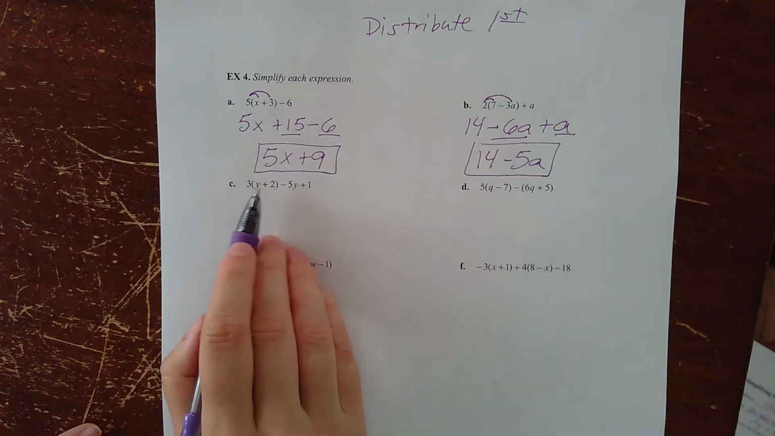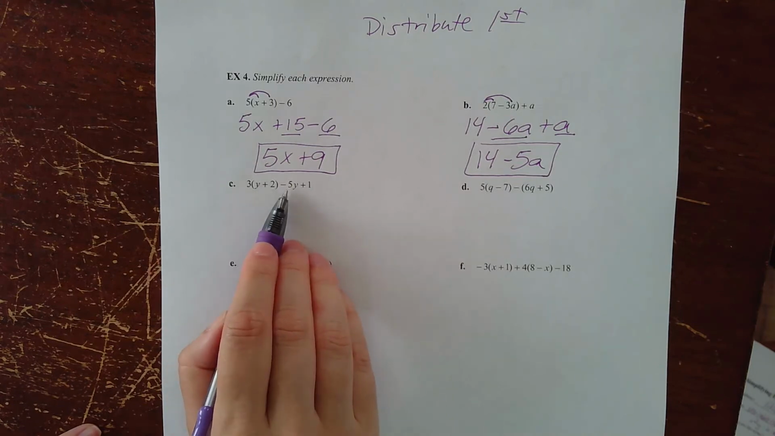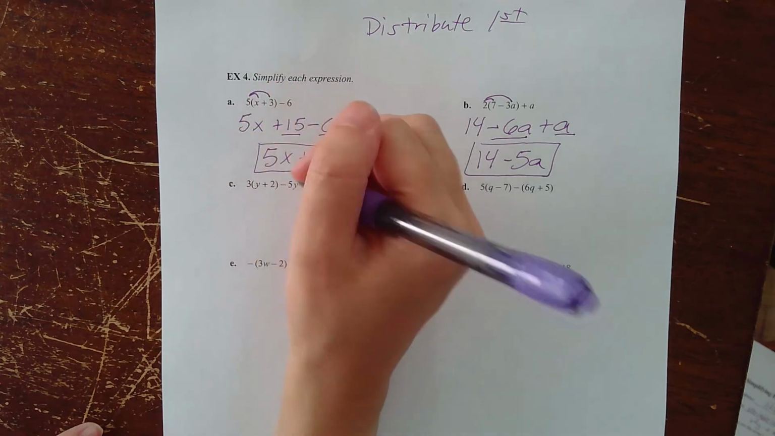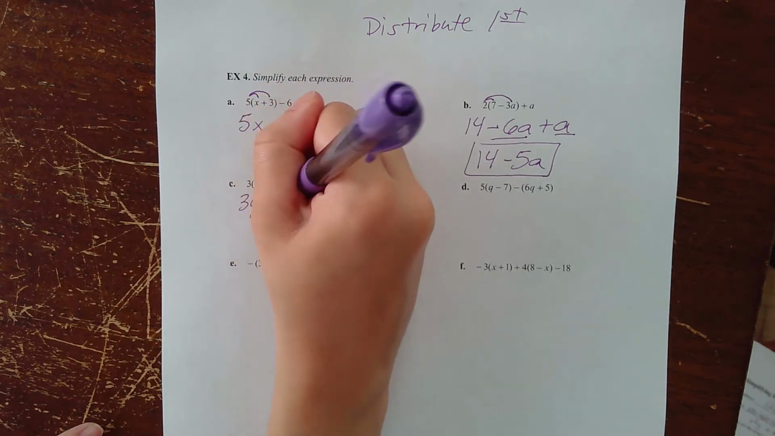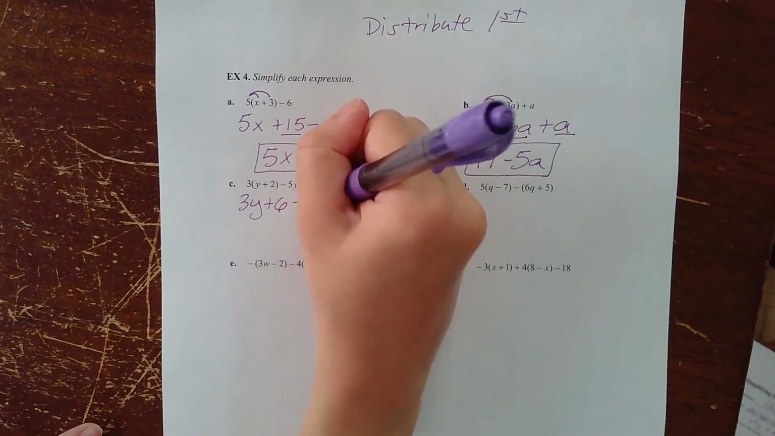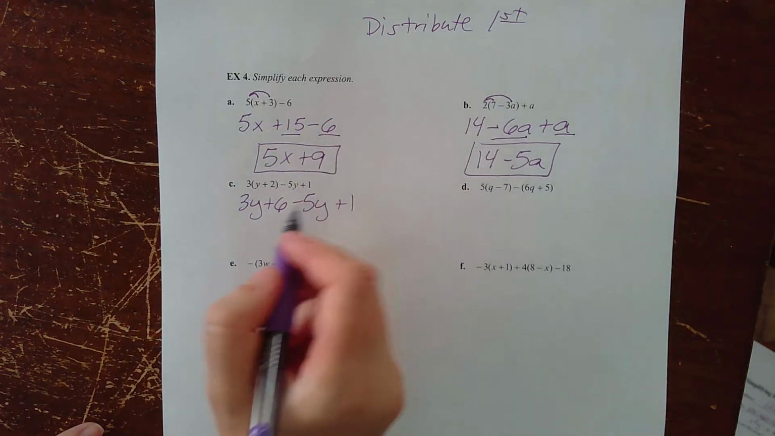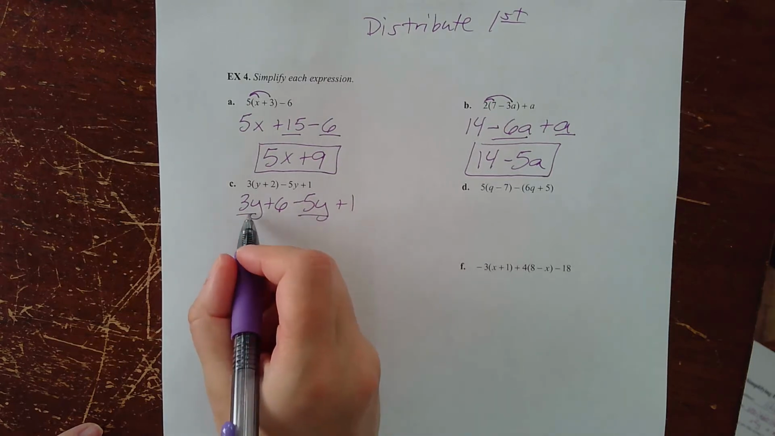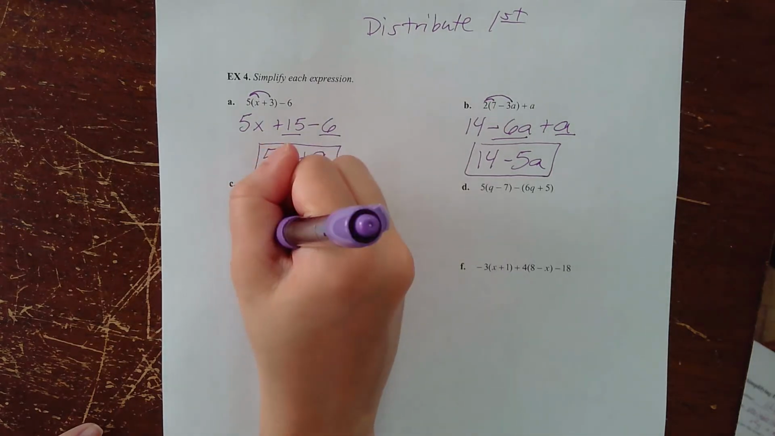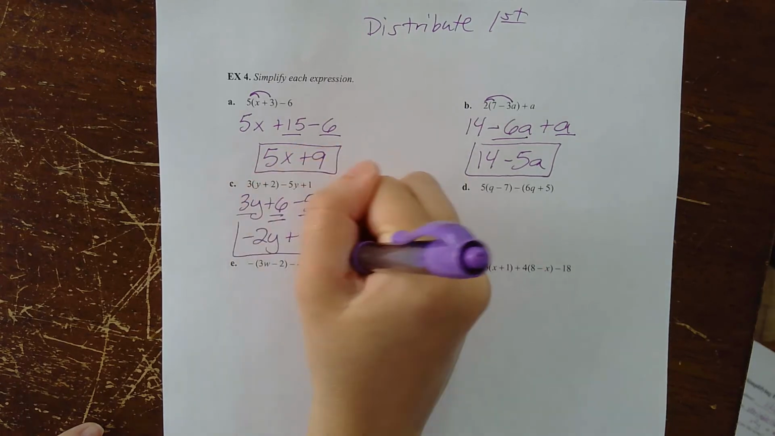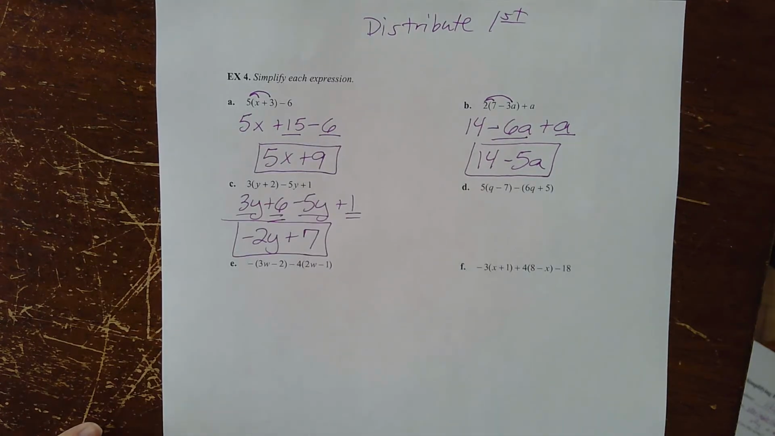In part C, we have 3 times (y plus 2) minus 5y plus 1. So if I distribute, I'll have 3y plus 6. And then I'm going to bring down minus 5y plus 1. Then looking for like terms, my y's are like terms. 3y minus 5y is negative 2y. My constants are also like terms. So plus 6 and plus 1 would be plus 7. And that's as much as I can do on that one.